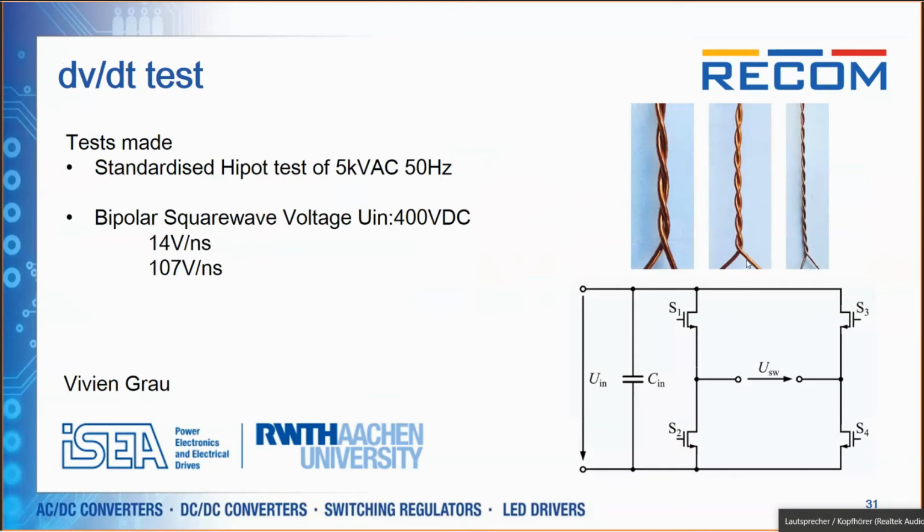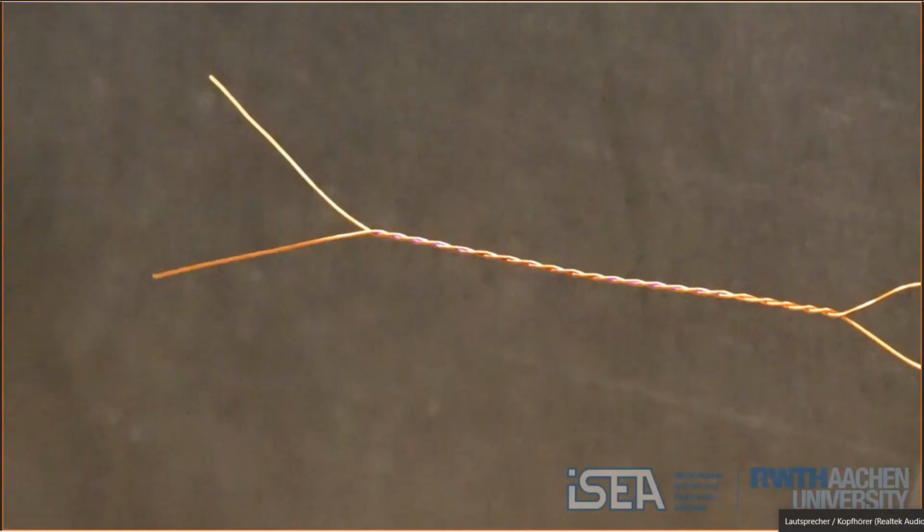And this is very interesting. She had a standardized hipot test. It survived 5 kV AC. And she applied the 400 volt DC with a slew rate of 14 volt per nanosecond and once with 107 volt per nanosecond. With 14 volt per nanosecond, nothing happened. With 107 volt per nanosecond, the following happened.